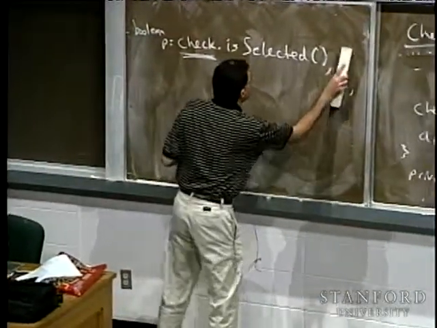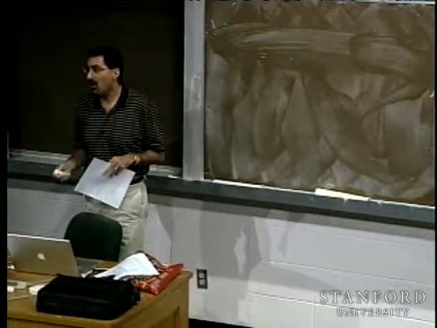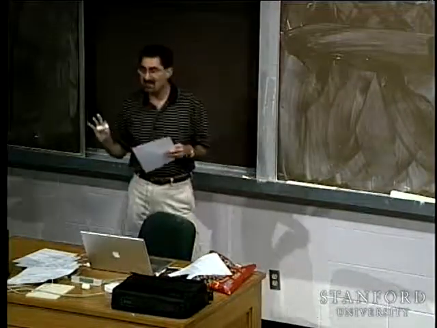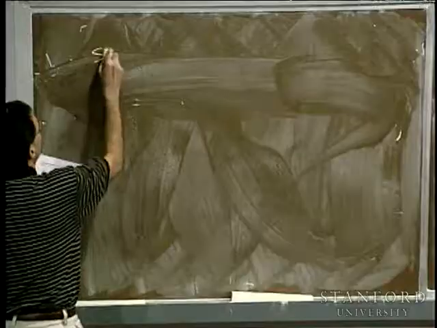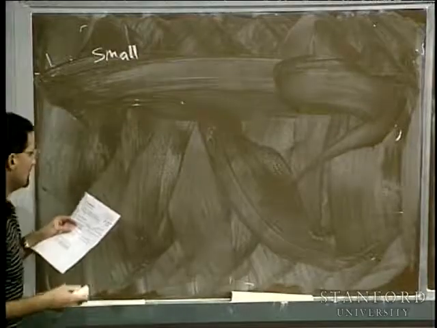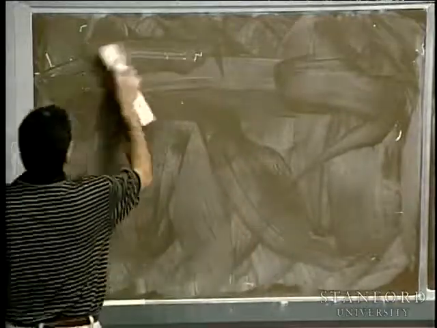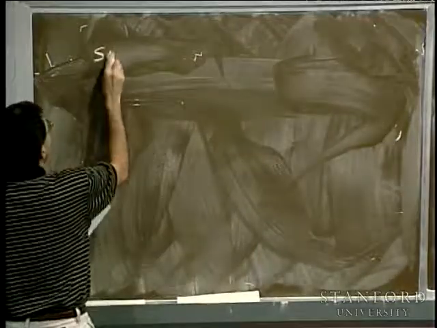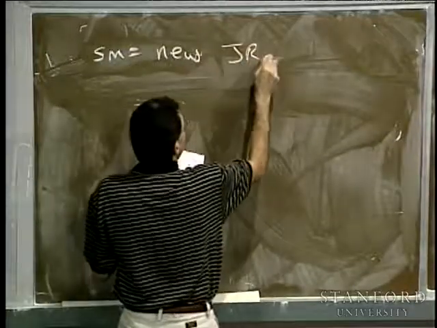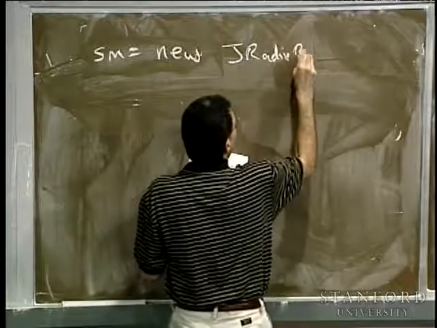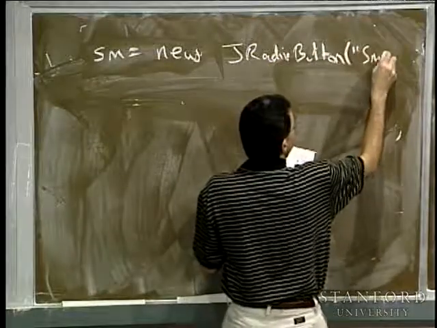So besides the checkbox, we had this radio button for the size being small, medium, or large. Radio buttons get a little bit more involved, but not a whole bunch. So the first thing we're going to do is create all of the individual radio buttons. Actually, let me abbreviate these just so it's easier to keep track of them. We'll have SM, which is small, is a new JRadioButton. And it's going to have some text associated with it, which is just the word small.